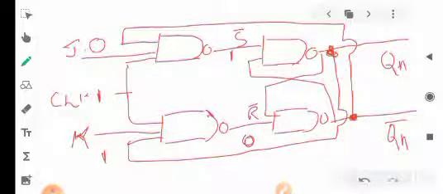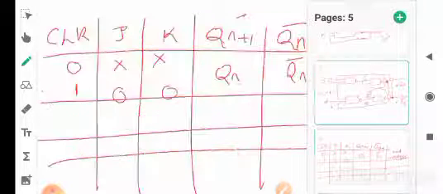When we are giving 1 and 1 complement we are getting 0 here. So this 0 value is being given here. 0 into 0 is 0, 0 complement is equal to 1. That is Qn is equal to 0 and Qn complement is equal to 1 here. So same thing which we are getting here.